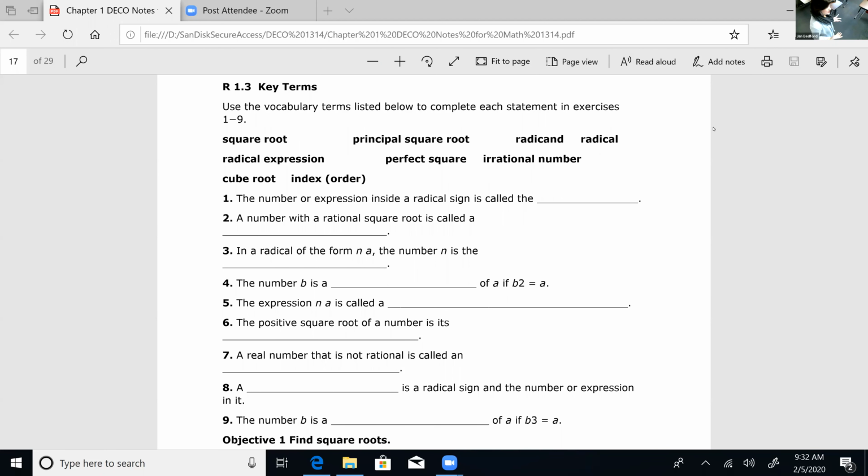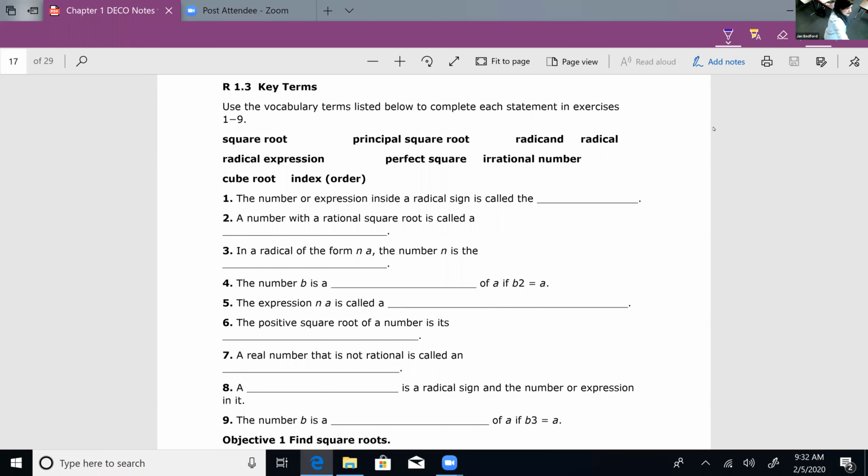So you can see in section 1.3, we've got a little vocabulary we're going to go over. This is going to talk about what happens when you see this symbol somewhere, okay? When you see that, what does that mean to you? We think of that as a square root when it looks like that.